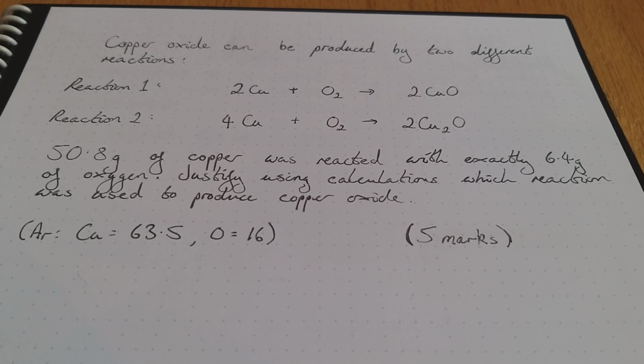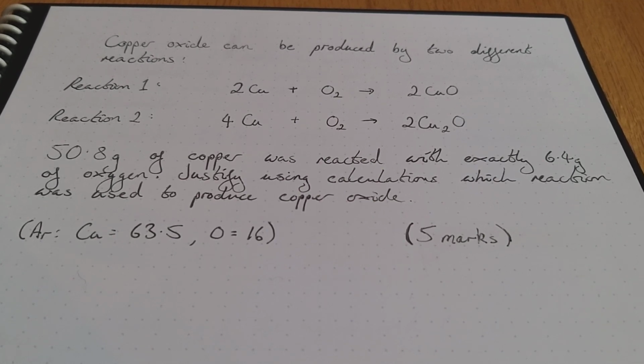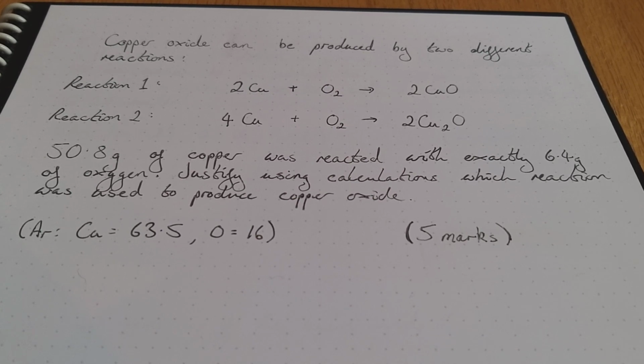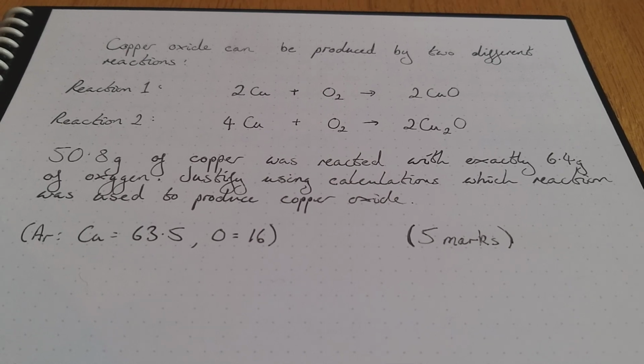Copper oxide can be produced by two different reactions. So we've got reaction 1 and reaction 2, and you can see there's a slightly different ratio of copper to oxygen, and a slightly different formula there for copper oxide. 50.8 grams of copper was reacted with exactly 6.4 grams of oxygen. Justify using calculations which reaction was used to produce copper oxide.